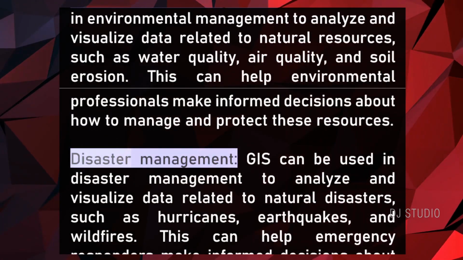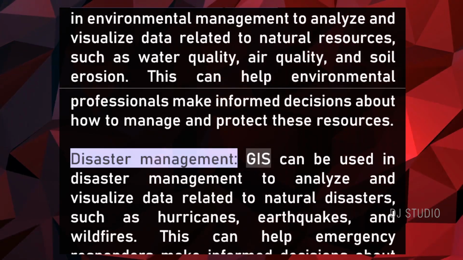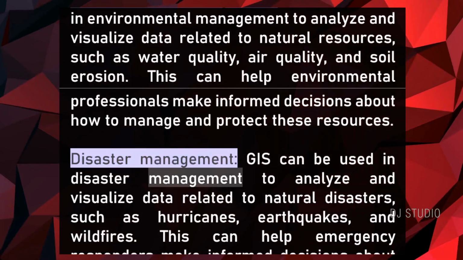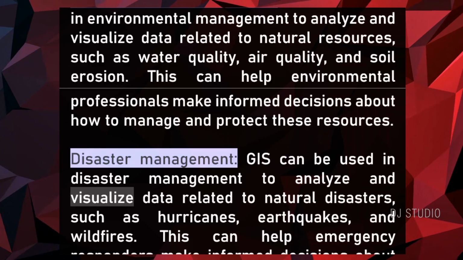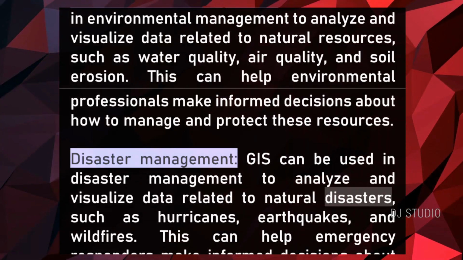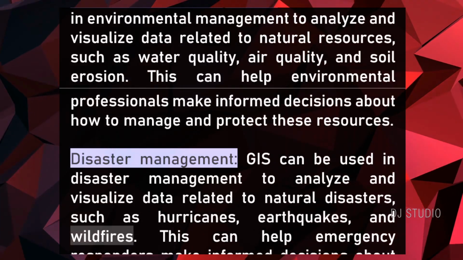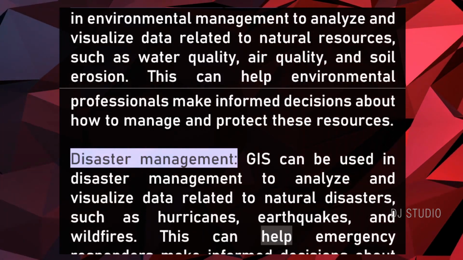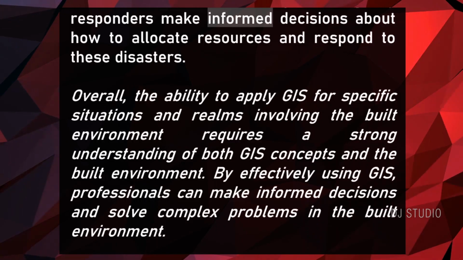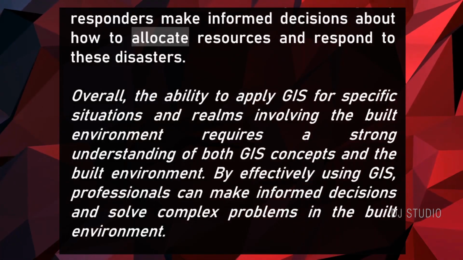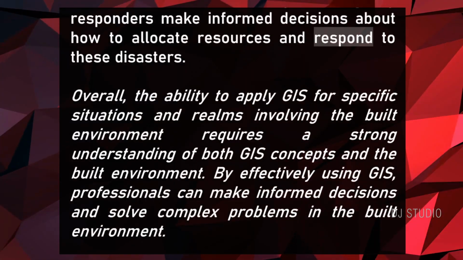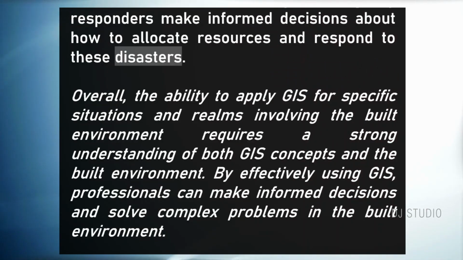Disaster management. GIS can be used in disaster management to analyze and visualize data related to natural disasters, such as hurricanes, earthquakes, and wildfires. This can help emergency responders make informed decisions about how to allocate resources and respond to these disasters.